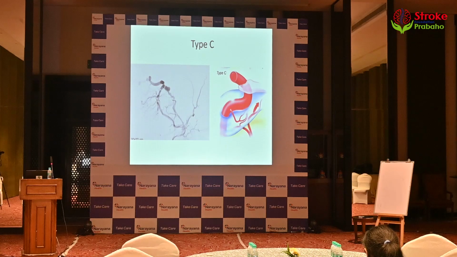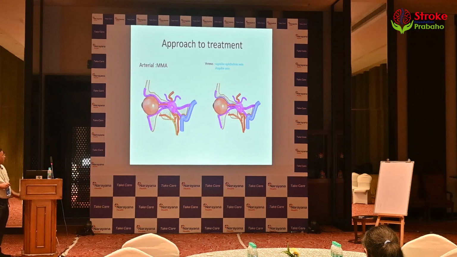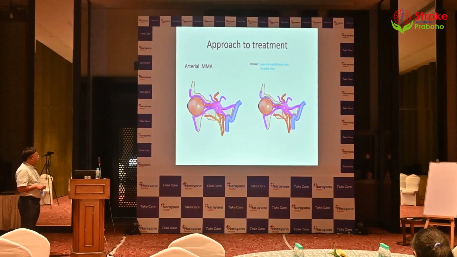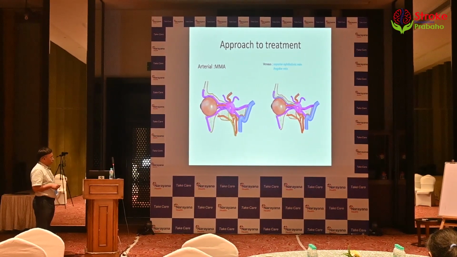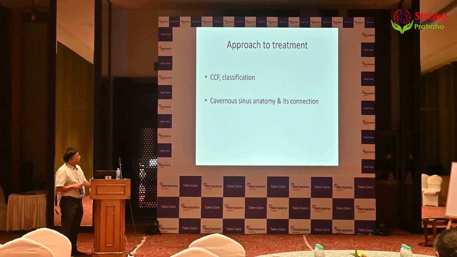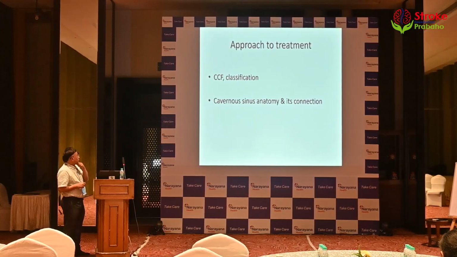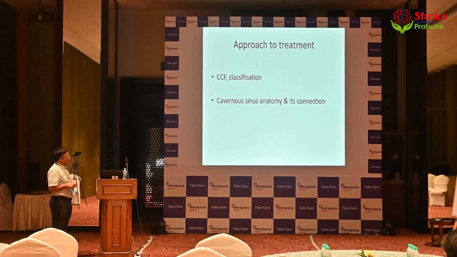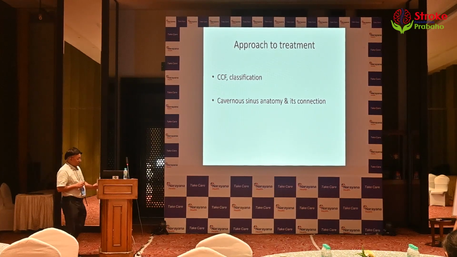So what is a type C fistula? When a dural artery supplies the cavernous sinus, we say it is a type C carotid-cavernous fistula. To treat it, we can go either through the arterial approach, through the middle meningeal artery, or through the venous approach, through the ophthalmic vein. So for the approach to treatment, we will discuss the CCF, classification of CCF, and cavernous sinus anatomy and its connections.